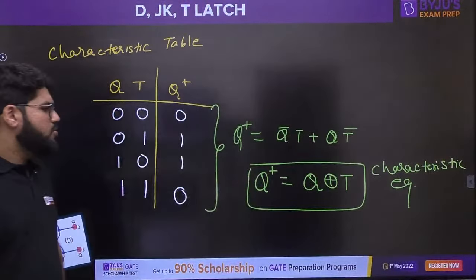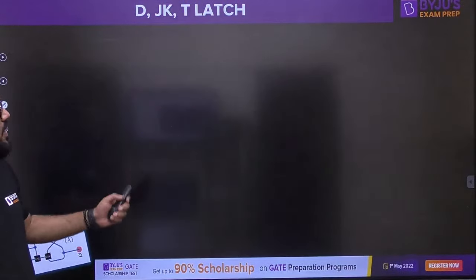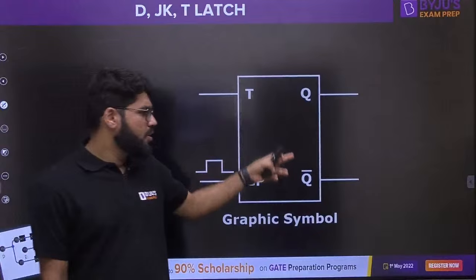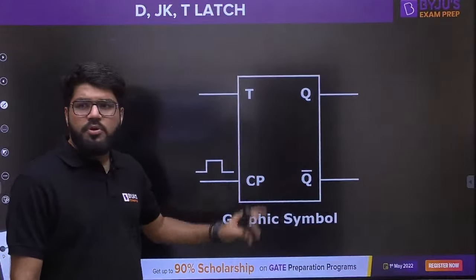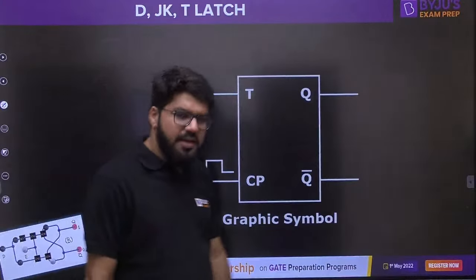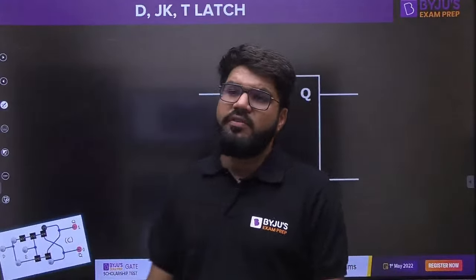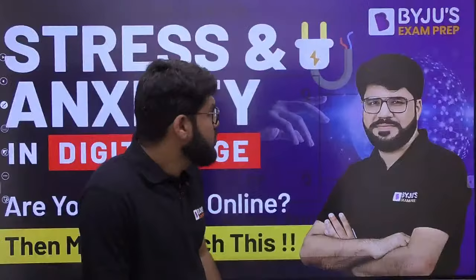So this is also the simple characteristic equation of the T latch. Once again, this is the graphic symbol representing a single input T and both the outputs Q and Q bar, along with the input clock pulse, which is a level triggered device right now. As I have told you, we have considered only level triggered devices right now, and we will be moving to the edge triggered devices also.